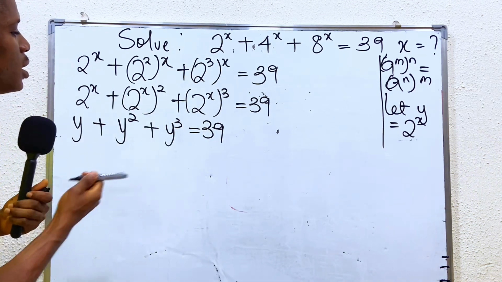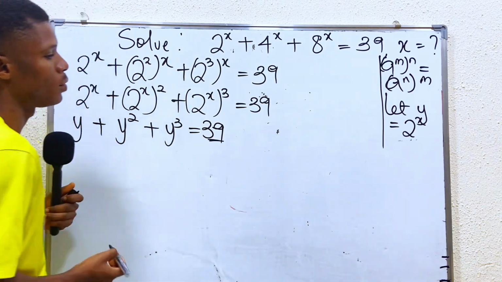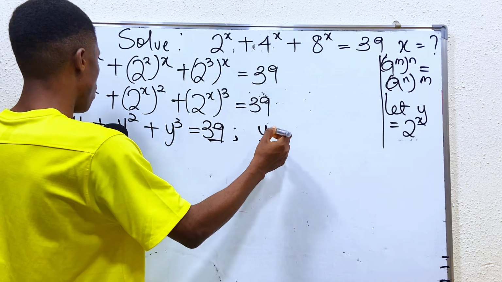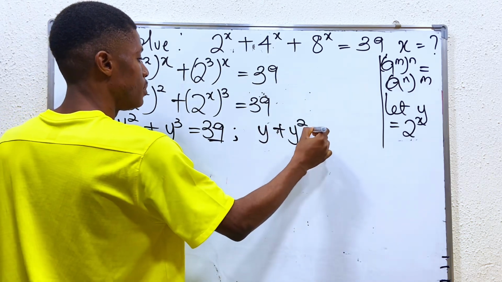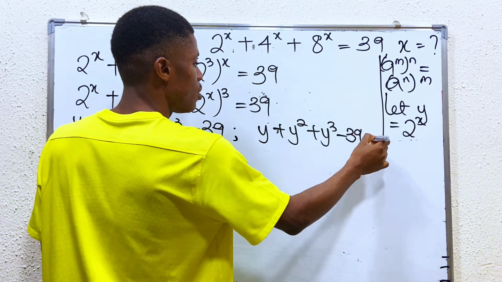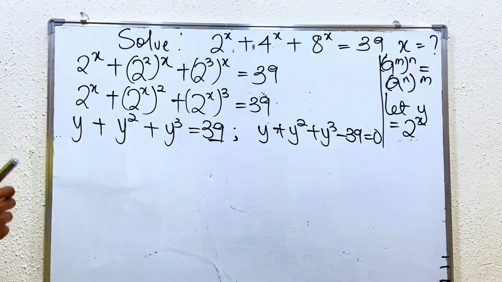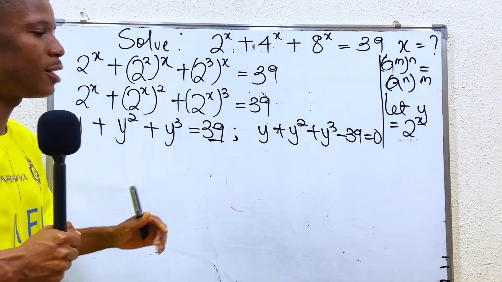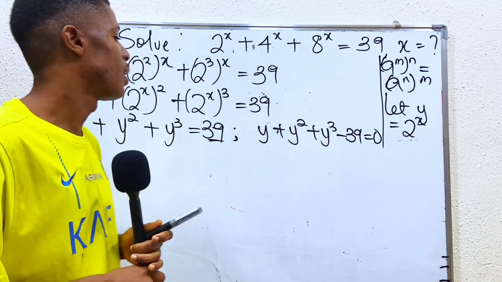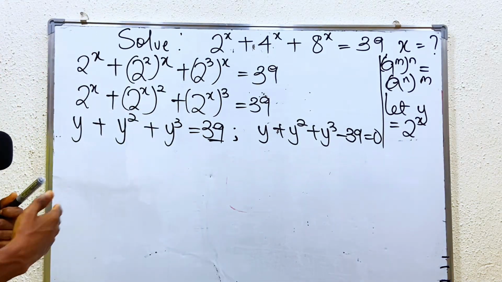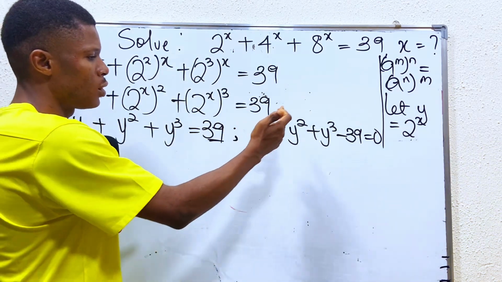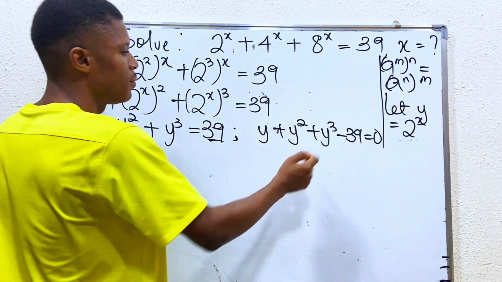So the next thing we do is to subtract 39 from both sides. So if you subtract, what do we have? We'll be having it that y plus y squared plus y cubed minus 39 is equal to 0. In this place, you can see we have clearly a cubic function because the highest power of the unknown is 3. Good. So what do we do? 39, look at the order.